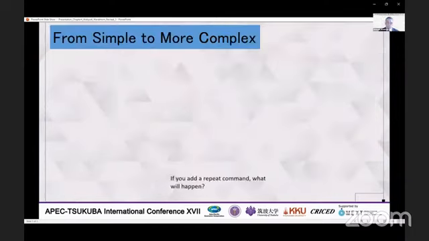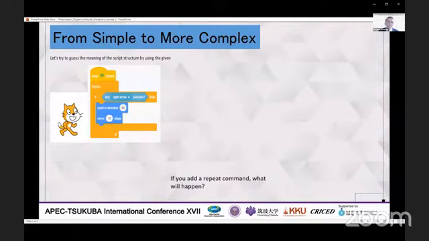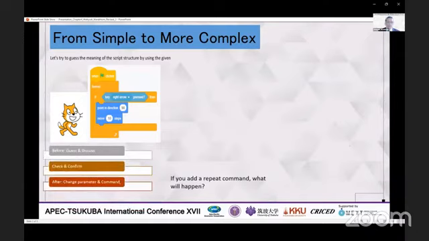Next, from simple to more complex. For example, let's try to guess the meaning of script structures by using the given blocks. So we ask our students to guess and discuss, and then ask them to check and confirm. And finally, we can ask them to check the parameters and comments, and see what happens in the Scratch program.